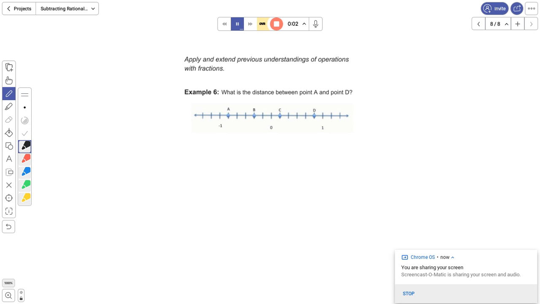Now I'd like you to try example 6 on your own. Okay, what is the distance between point A and point D? Try this example and I will share the answer with you in class tomorrow. Good luck.